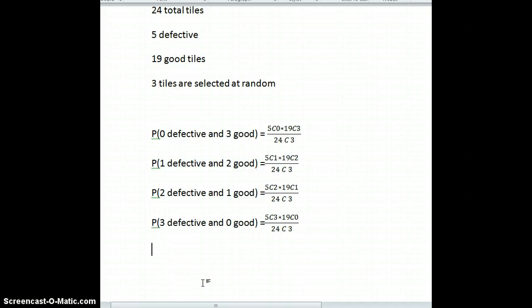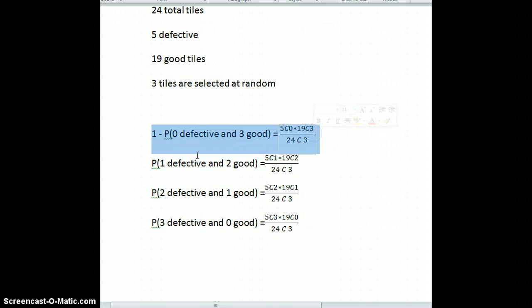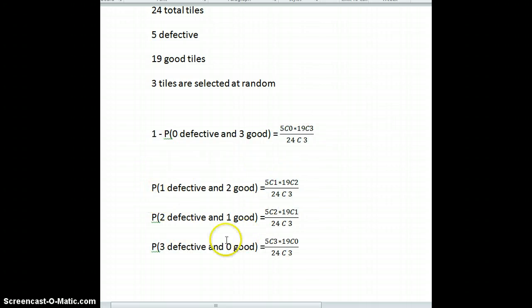Alternatively, the opposite of all of this, the only thing left out is just this one. So you could just figure out the chances that there are no defective, which means the chances they accept the batch, that they actually like this batch of tiles and use it, and do 1 minus that, and that'll give you the chances that they reject the batch. So either do this or work all 3 of these out and add them together.